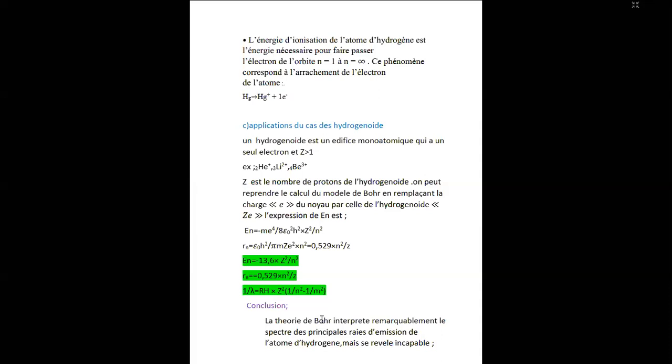So when I say energy of ionization, meaning, when I say an electron was ionized, I mean that if it is at n1, it goes from n1 to infinity always. There's no exception.